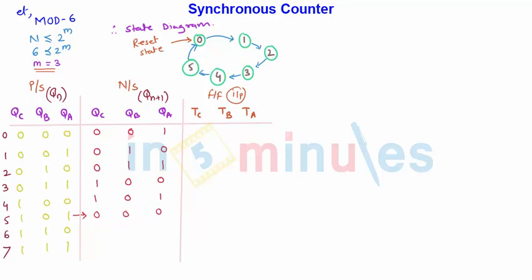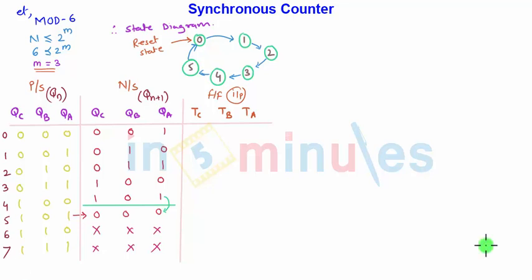So what you can see here is that after 5 the counter returns to the cycle or the reset state. But what about the other states which are not mentioned here? What about state number 6 and state number 7? We will set them as don't care. I don't know where state number 6 is going, and I don't know where state number 7 is going, so I will put don't care.